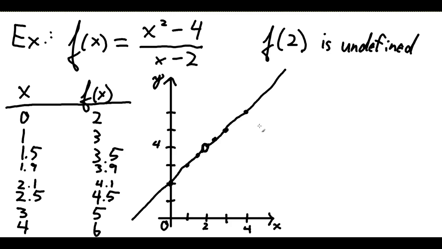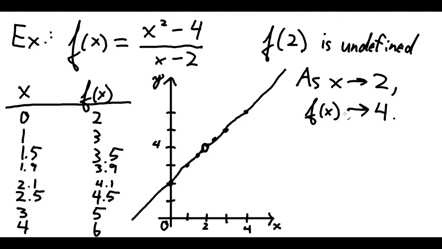Okay, so there are a few ways we can describe this behavior. Using some of the language that you might have seen in a previous class, particularly when talking about end behavior of functions, we can say something like, as x approaches 2, f of x approaches 4.